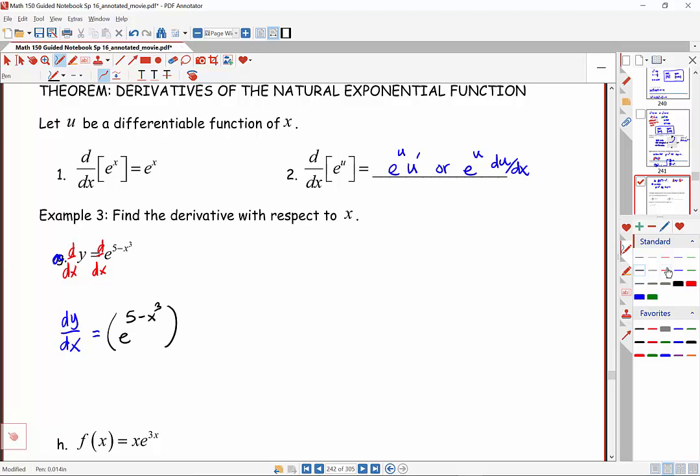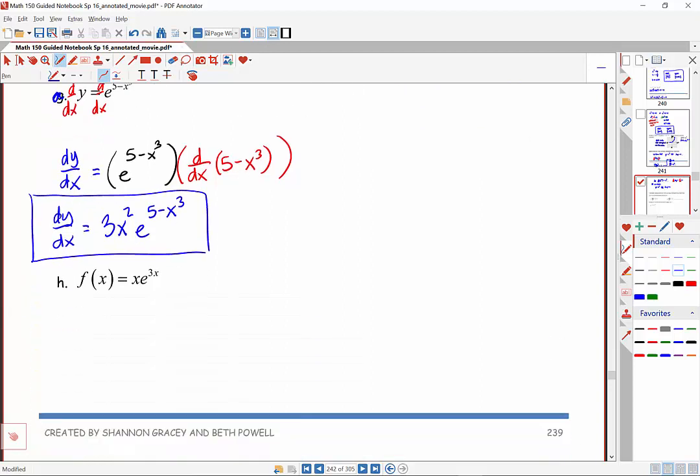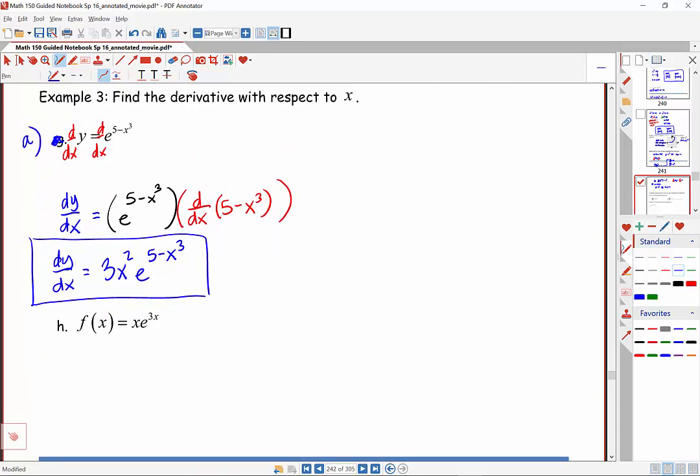And then you multiply by d dx of the power, which is 5 minus x cubed. So dy dx will be, the derivative of 5 minus x cubed is going to be 3x squared, I'm going to put that first, then times e raised to the 5 minus x cubed. And we're done. Okay? Alright, so that was our A. This should have been B.